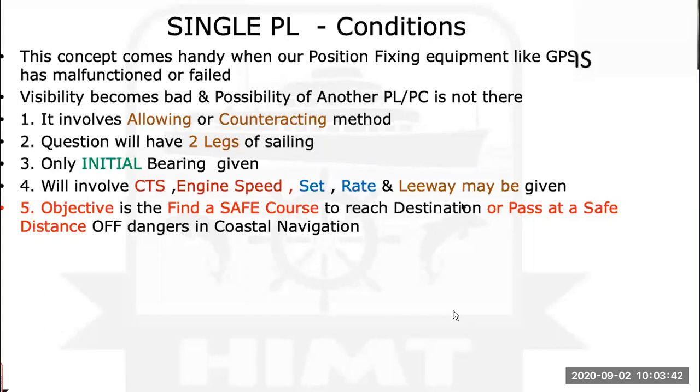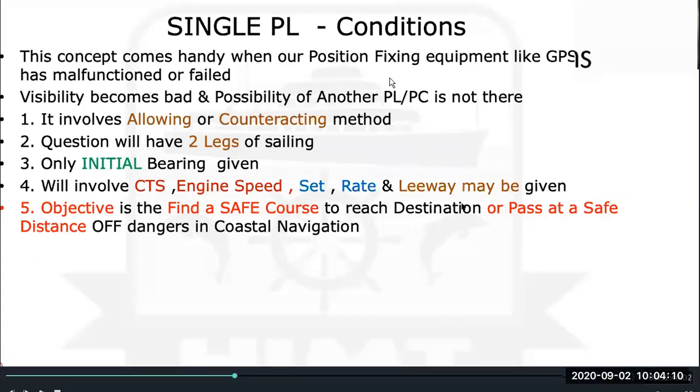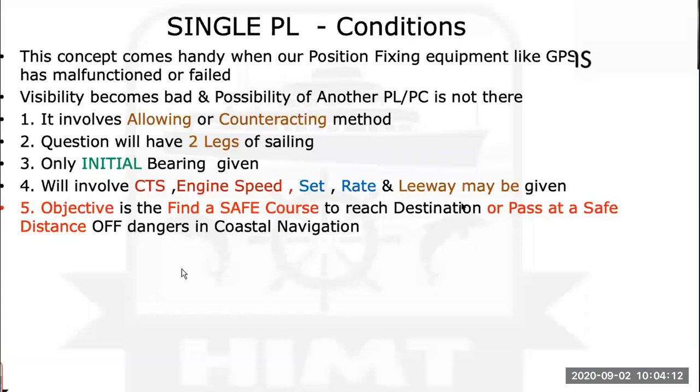That is one leg. The first indication of single PL questions is that only the initial bearing of the question will be given. Only one bearing. That is the indication of a single position line, because it's very difficult to find out what method we have to apply in that question. Later on we will study the missing leg question, and in that also it is a little bit similar.